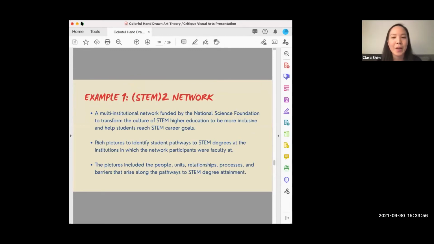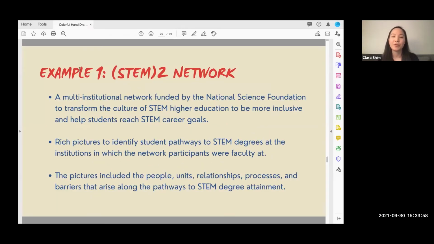Perfect. So now that we've had a chance to really try drawing out our own rich pictures, we definitely wanted to talk about how we've been able to use rich pictures within our specific evaluation contexts. There are 3 different examples we wanted to highlight. The first is the STEM squared network. Briefly, it is a multi-institutional higher education network based in New York. I think it's planning on expanding, but that's where it started.